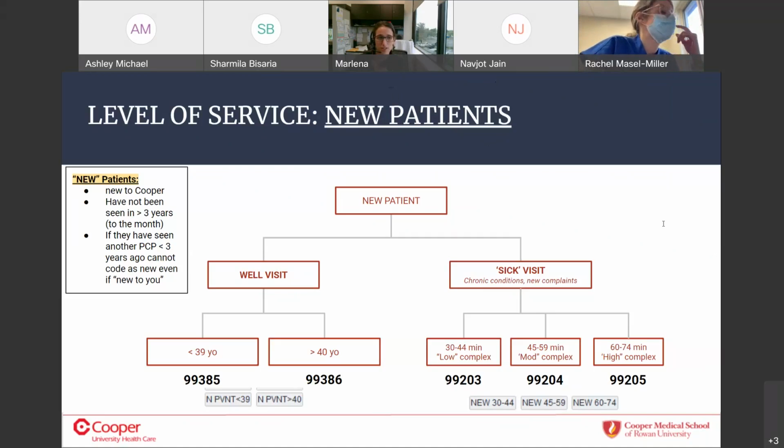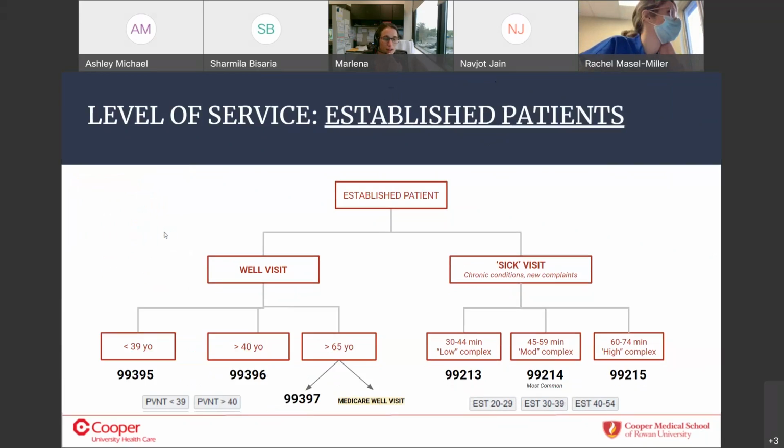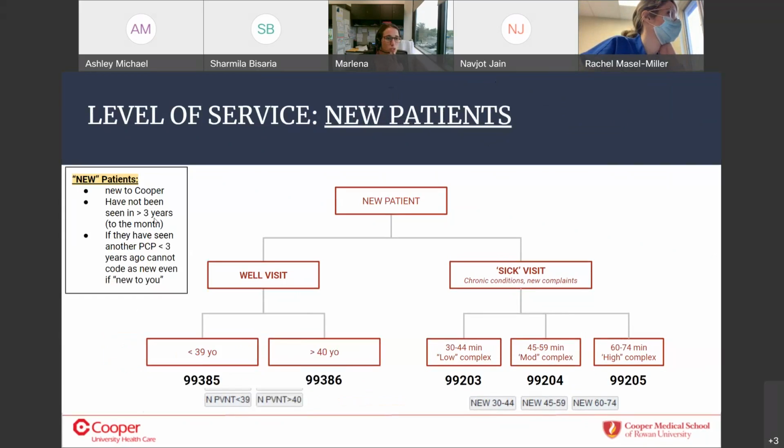Oh, yeah. So 3 years, not 3 months. So they haven't been seen in 3 years. And when I say to the month, I mean if it was November 2018, it has to be at least... you can't see them in September 2021 and say, oh, it's been 3 years. It has to be to the month, is my understanding.